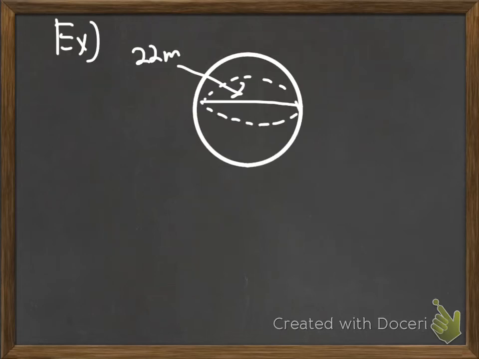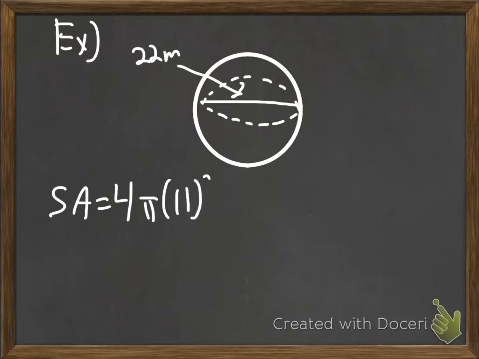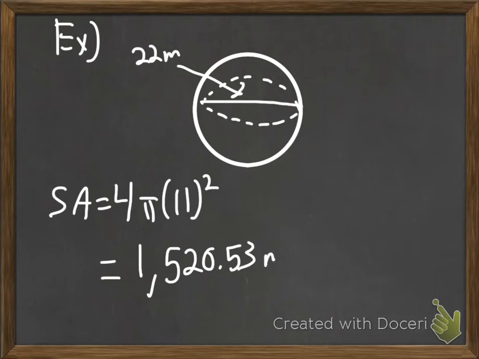Now with your group, I'd like for you to pause the video and work this example together. Okay, we are told the diameter is 22, which means that the radius is 11. So my surface area is going to equal 4 pi times 11 squared. After we put that in the calculator, we will get 1,520.53 meters squared.